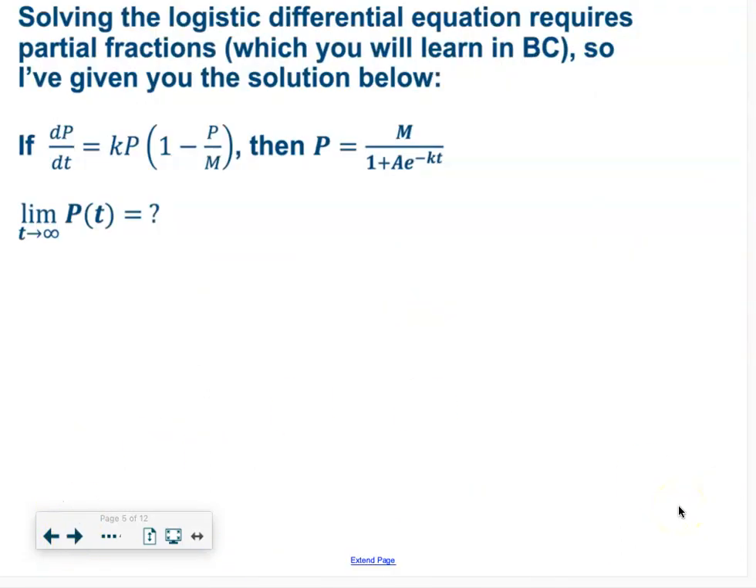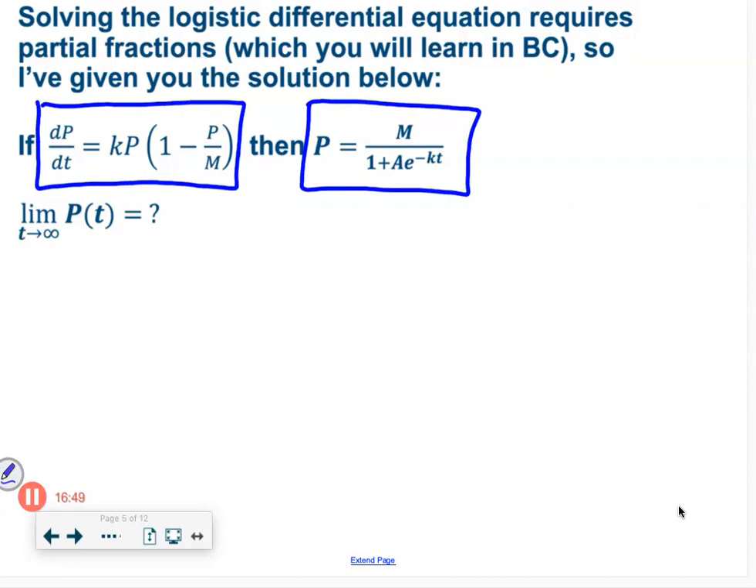I'm just giving it to you. The reason I'm just giving it to you: if this is true, then this is true. That is the solution to this differential equation. Why do I give it to you? Because this differential equation requires partial fraction decomposition in order to solve, which you haven't learned yet. You'll learn it in BC. It'll be in your first unit next semester, right? So partial fraction decomposition, which is actually really fun. Like partial fractions, once you get to it, you're like, oh, this isn't bad, right? Keegan, have you already done partial fractions? Yeah. Okay, good. Yep. All right.